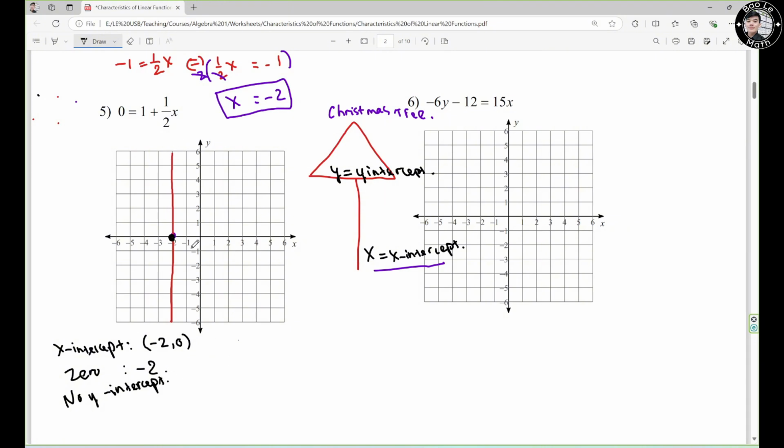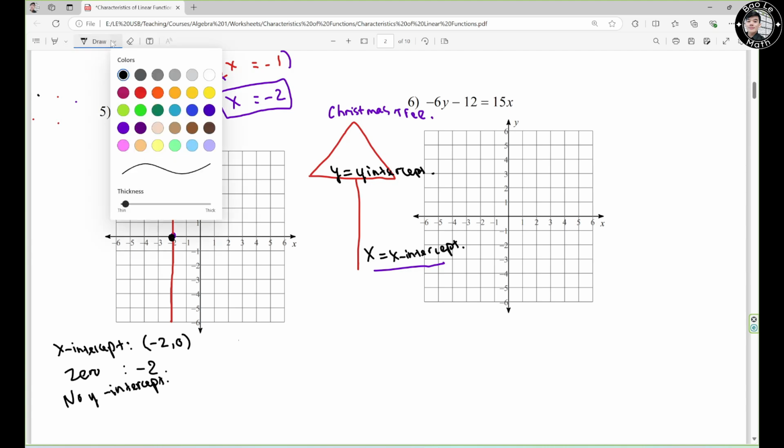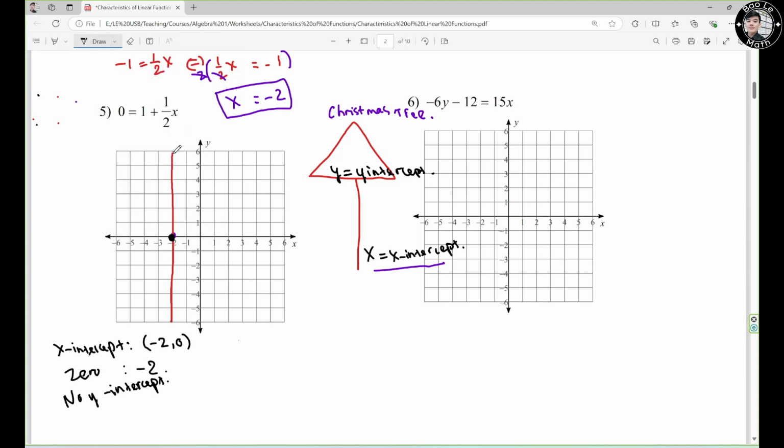Now, we need to determine if this one is a function. So, we're going to use the vertical line test. We draw a vertical line, okay? So, the vertical line overlaps the graph in this one. The vertical line meets the graph at infinitely many points. So, this is not a function.